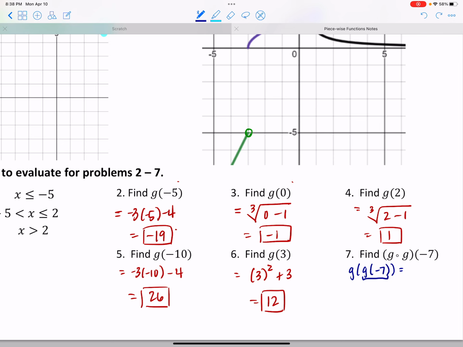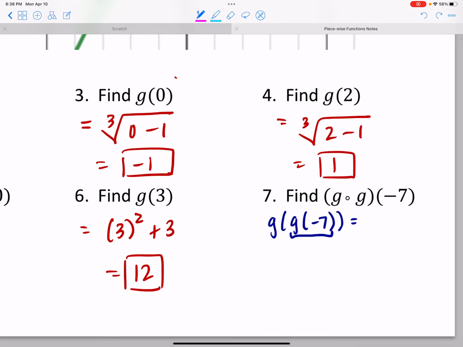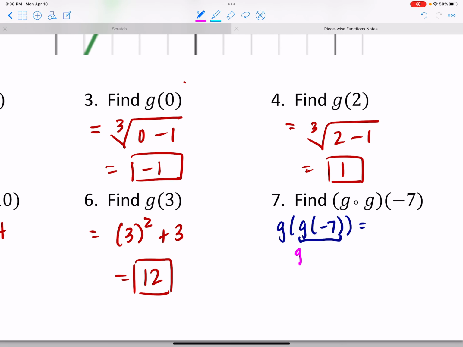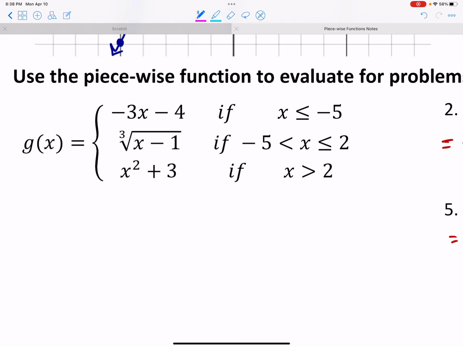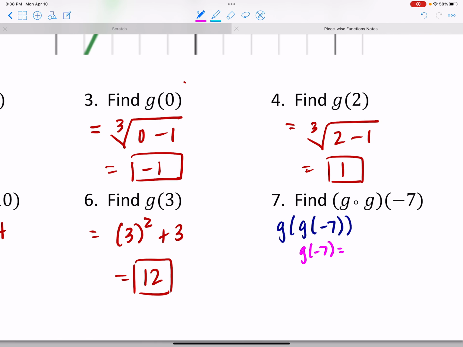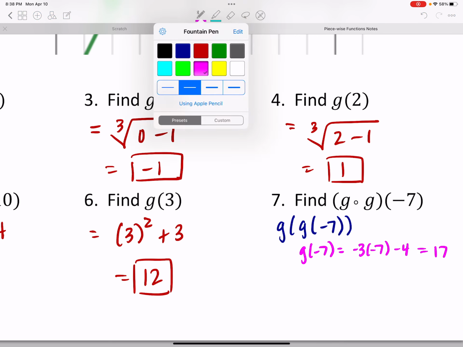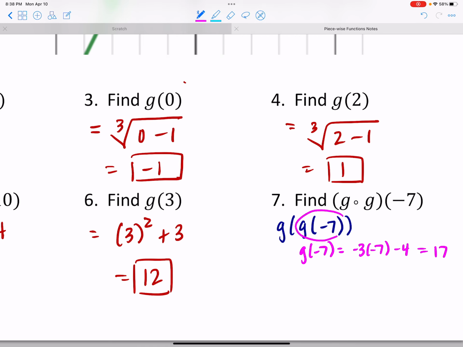Let me find g of -7 first. So I said plug into the linear function, and I forgot it was -3 times the -7, and then -4. That's 21 minus 4, which is going to be 17. So I found g of -7. I found that it was 17. That means this now can be replaced with 17.